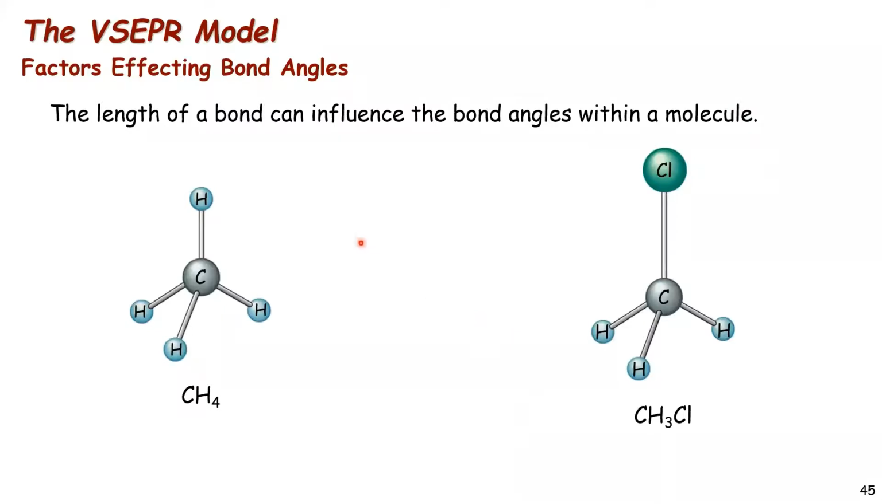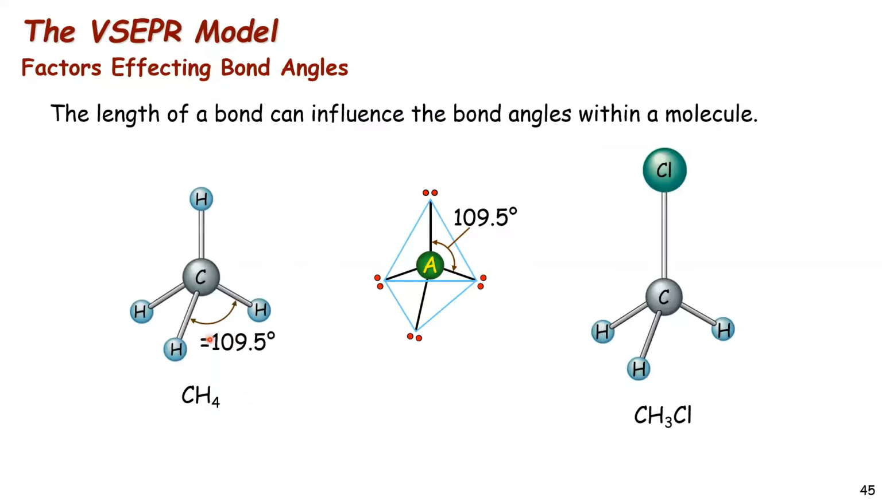Now, how do factors like bond length affect the bond angle? Well, if we look at methane, methane, of course, has four regions: 1, 2, 3, 4. So it's going to be tetrahedral, and that's going to have an ideal bond angle of 109.5. In fact, every single one of these is going to equal 109.5 because they're all the same. The bonds are all single bonds and the atoms are all the same. So it's going to have a bond angle equal to the ideal bond angle.